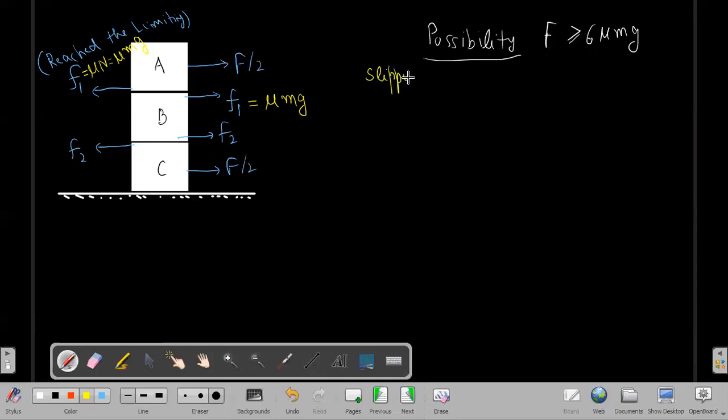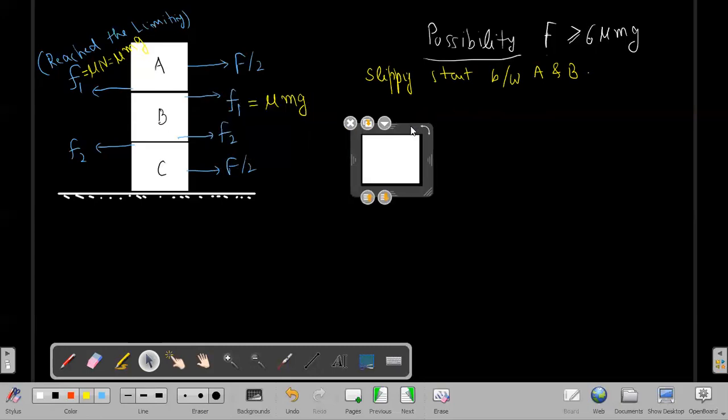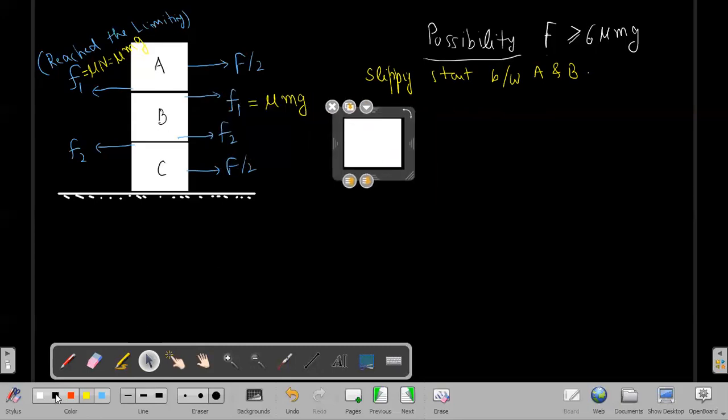Slipping will start between the blocks A and B. So that means now A and B cannot be considered as a single system. You have to consider the blocks separately. So this block A will now move separately. It will no longer be the part of the system.